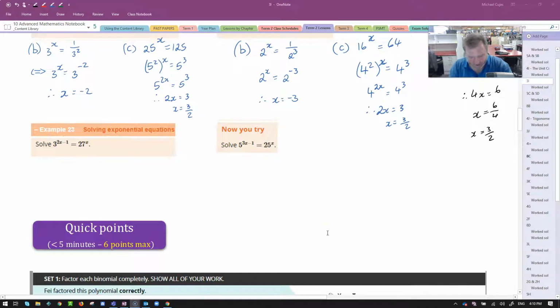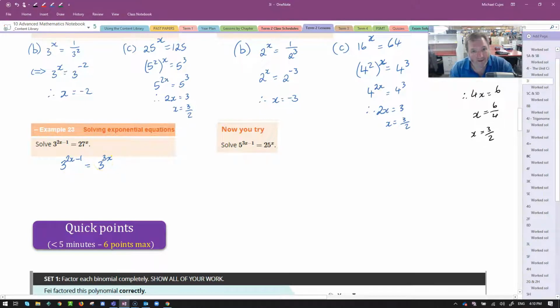I'm going to do the one on the left. You're going to do the one on the right. 3 to the power of 2x take 1 equals 27 to the power of x. Well, that left-hand side, that base is a prime number, so it's not getting any smaller. I'm not going to reduce it to anything. 3 to the 2x minus 1, but 27's 3 cubed. So 3 cubed all to the power of x, multiply the powers. I'm going to have 3 to the 3x.